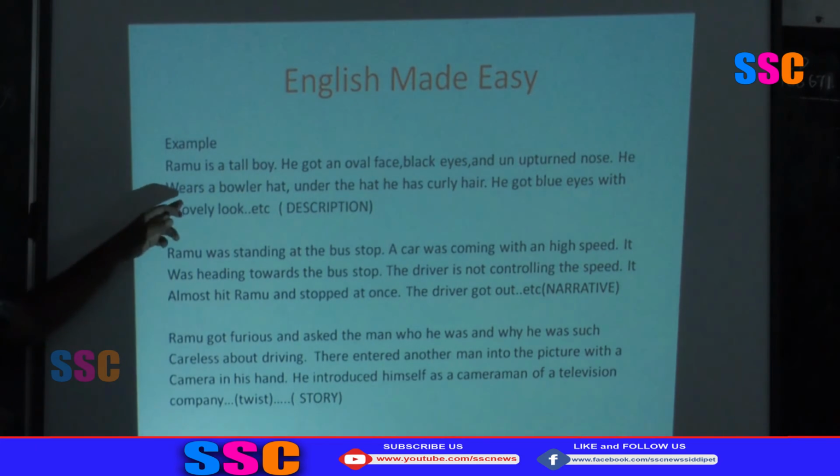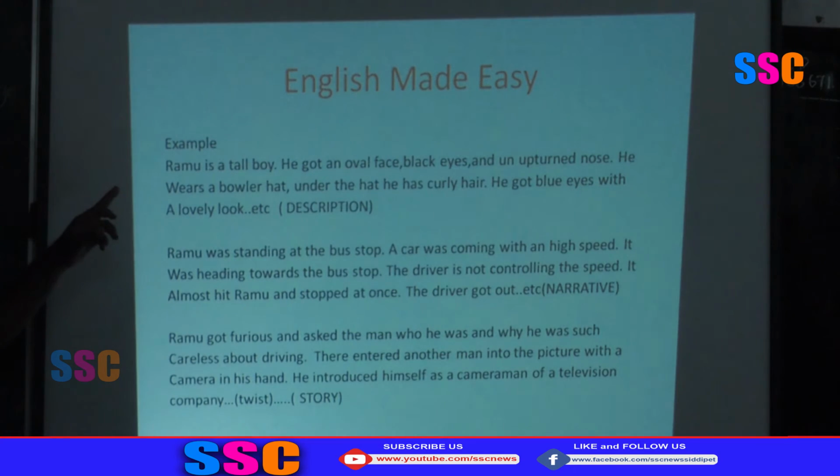Okay. From the same description, I took the example of Ramu, and I am just continuing by writing the series of events that occurred. Ramu was standing, a car was heading speedily towards the bus stop. Okay, the driver was unable to control the speed, and it almost came to a stop. Almost it closely hit Ramu. So this becomes the narrative.